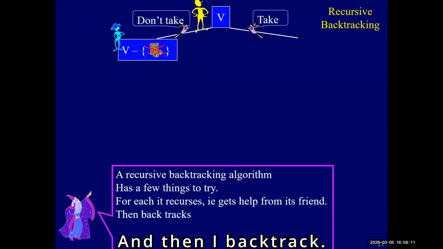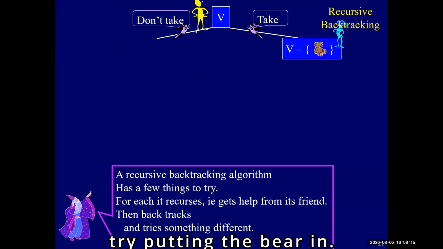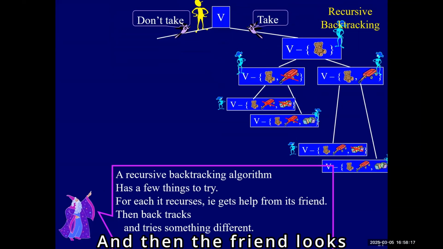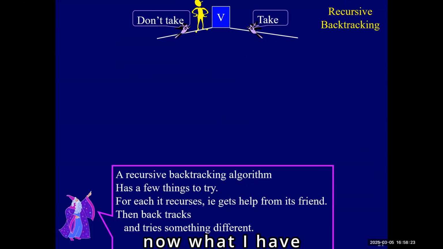And then I backtrack. And then I say, hey, friend, I'm going to try putting the bear in. And then the friend looks at all the cases where there is a bear. And now what I have is the best answer, or all the answers, or whether there is an answer for this choice and for that choice, and I combine them. I take the best of the best.